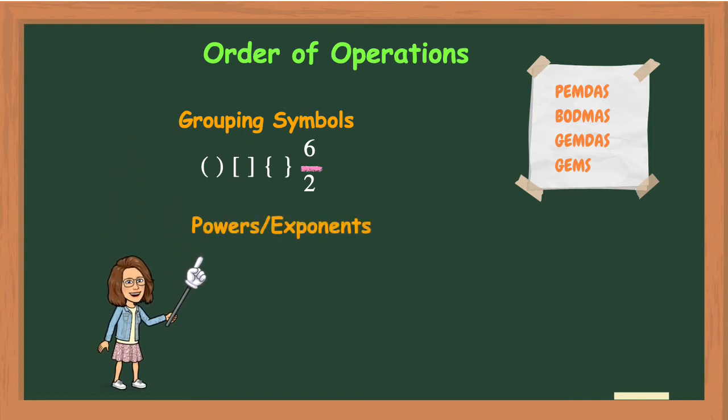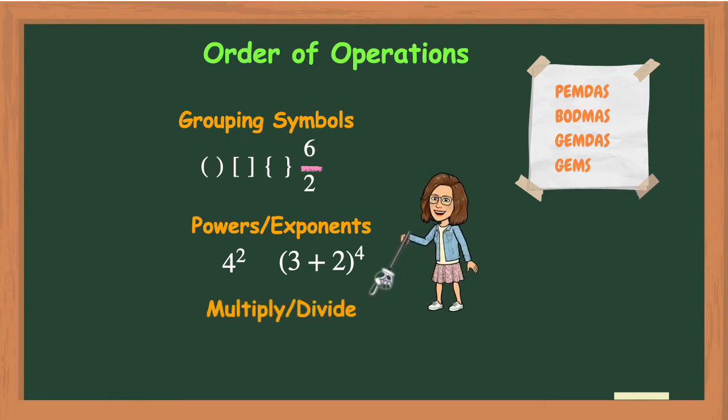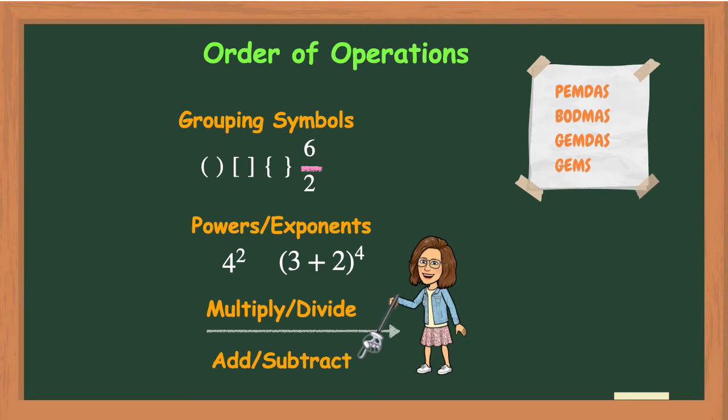The second set of operations we look for are powers and exponents. They can stand as a single power or be included with grouping symbols like this. Next, we look for all multiplication and division, and we need to remember to complete these operations from left to right. And then the last set of operations to complete are any addition or subtraction. And again, these must also be completed from left to right.